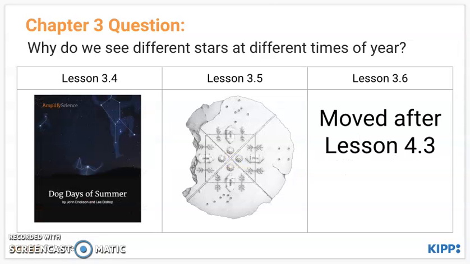In Lesson 3.4, students read the book Dog Days of Summer and work together to place Sirius, the dog star, in our classroom model based on when it's visible in the sky.